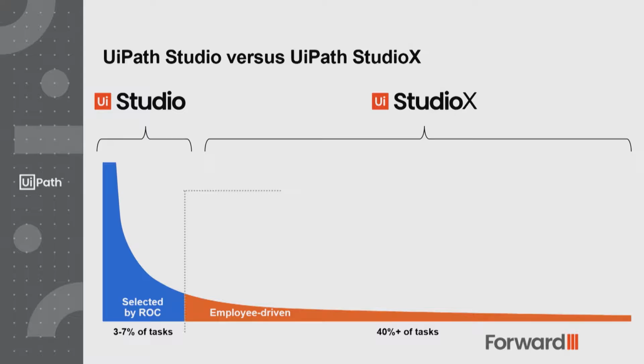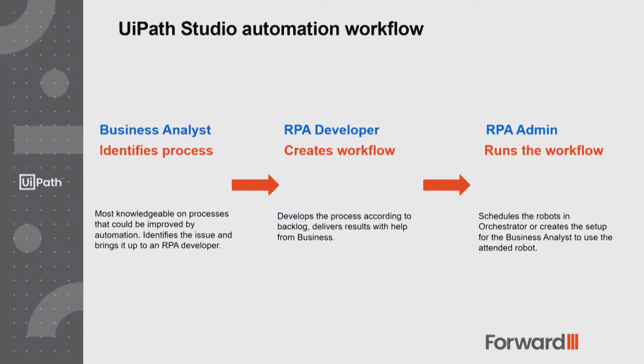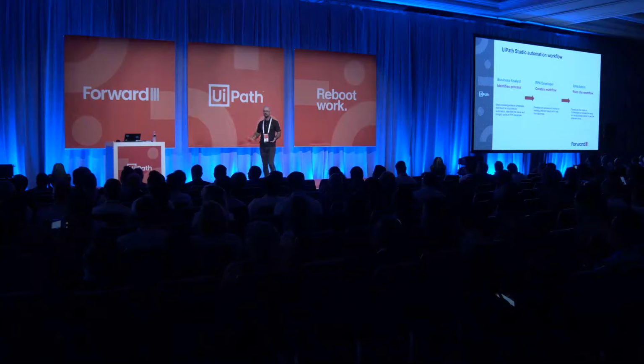So if we look at Studio today, the process is the following. You have your business analyst that identifies a process. They go into the business. They understand. They talk to the subject matter experts. And then they go and they document all this process. They create the PDDs. They talk to the RPA developers. They hand over. A lot of the times, there's a lot of business exceptions that are not being treated. So there's a lot of back and forth. And at the end, you have somebody like an RPA admin that goes there and schedules those processes.